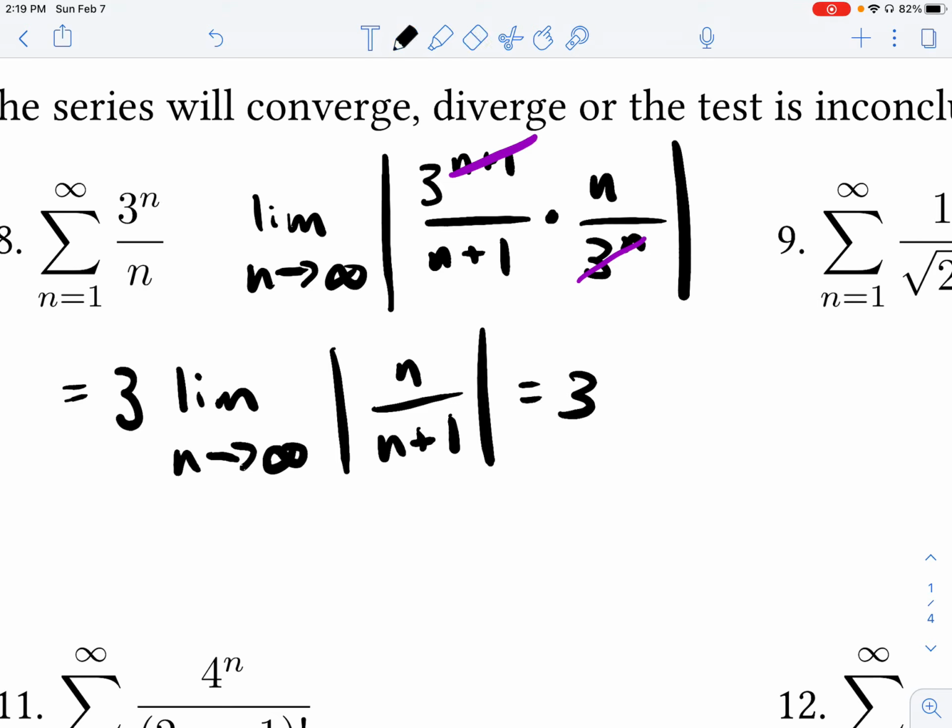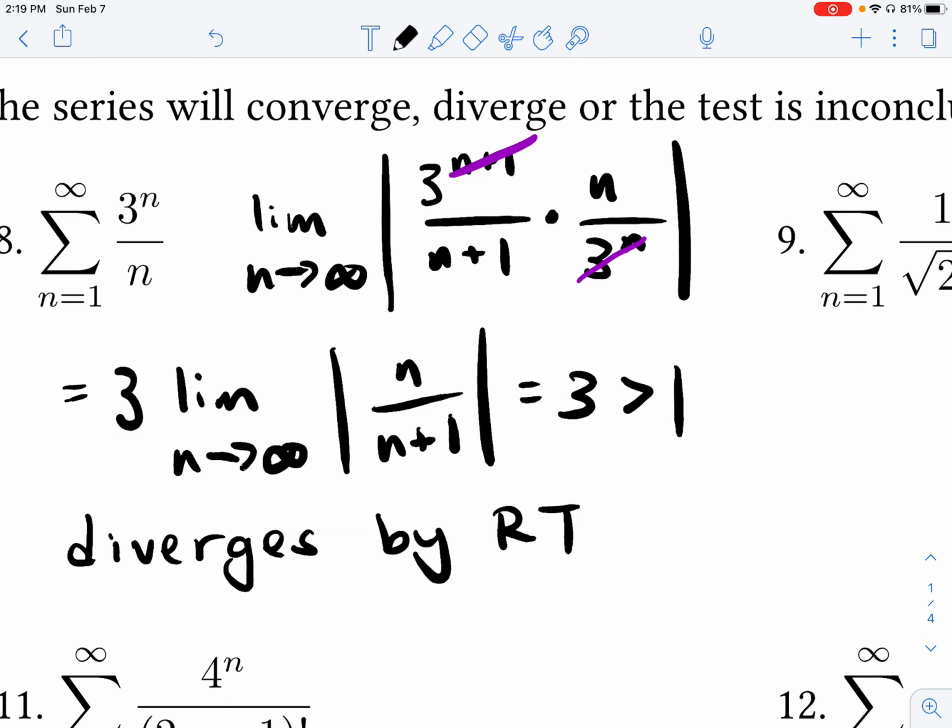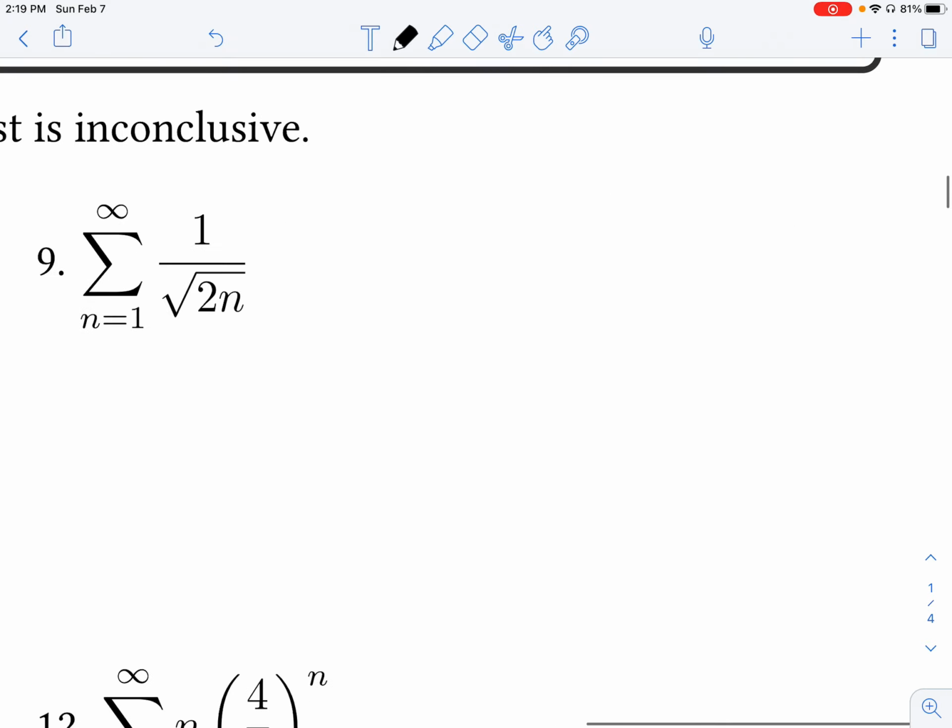So the limit of the ratio between consecutive terms, this time, is greater than 1. So just intuitively think about what that means. If the ratio between terms is greater than 1, that means these terms are getting larger. Therefore, we can say that this series indeed diverges by the ratio test. Okay? All right, let's just do one more together now. Let's try something like number 9.